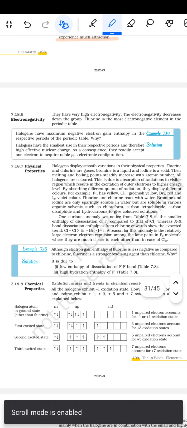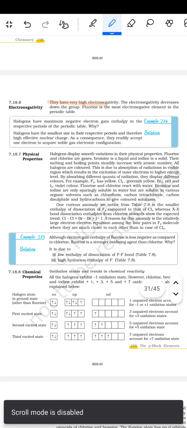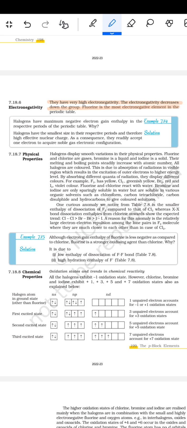Now the electronegativity. They have very high electronegativity. The electronegativity decreases down the group. Fluorine is the most electronegative element in the periodic table. Halogens have maximum negative electron gain enthalpy in the respective periods of the periodic table. Why? Halogens have the smallest atomic size in their respective periods and therefore high effective nuclear charge. As a consequence, they readily accept 1 electron to acquire noble gas electronic configuration.